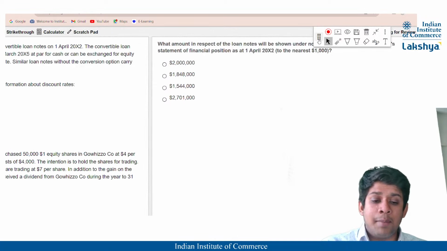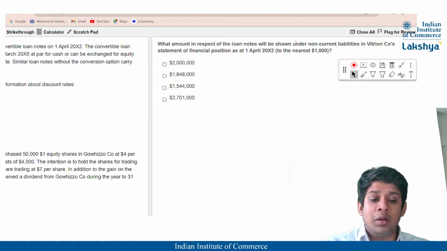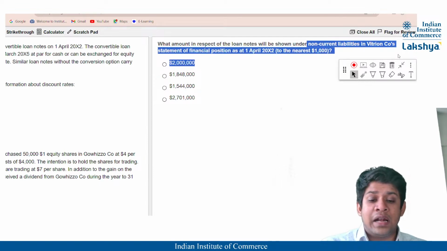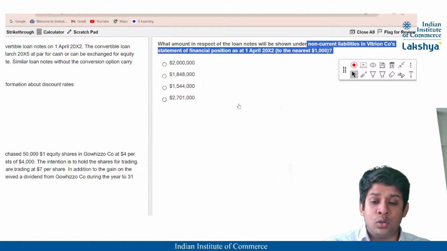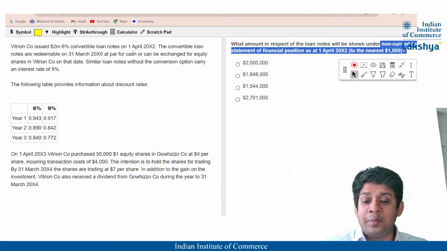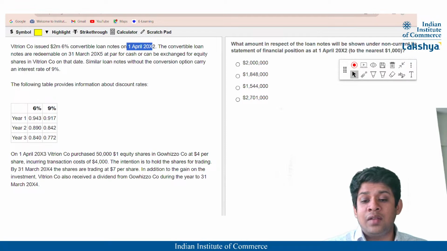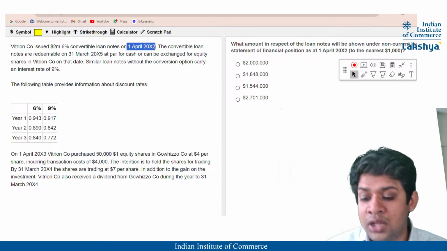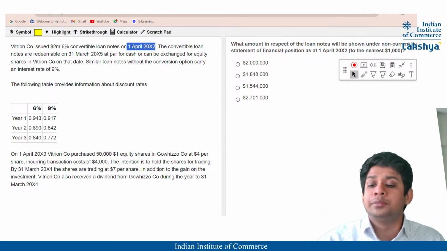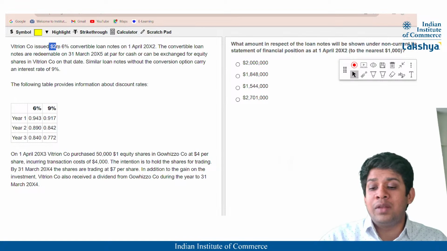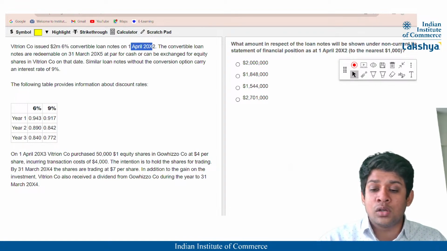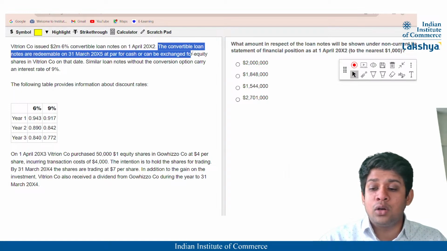Okay. What amount in respect of the loan notes will be shown in the non-current liabilities in Withdrawn Company's statement of financial position as at 1st April 2012? Okay. That means at the start of the year, what is going to be the value of my non-current liability? Now let us look at the scenario because now we have to deal with the calculation part. Okay. Withdrawn Company issued $2 million of 6% convertible loan notes on 1st April 2012. Okay. The convertible loan notes are redeemable on 31st March 2015.